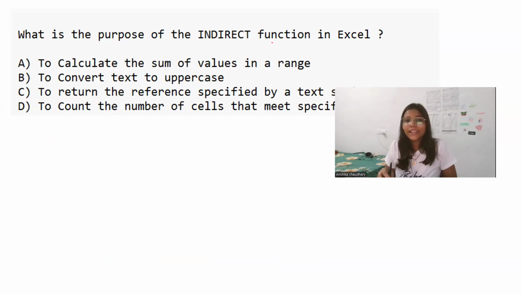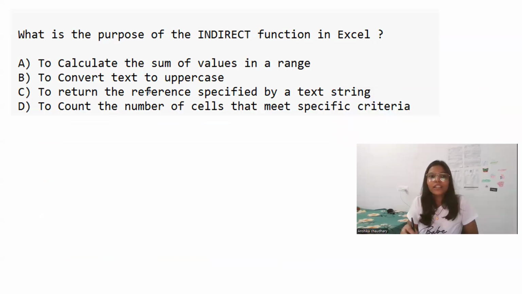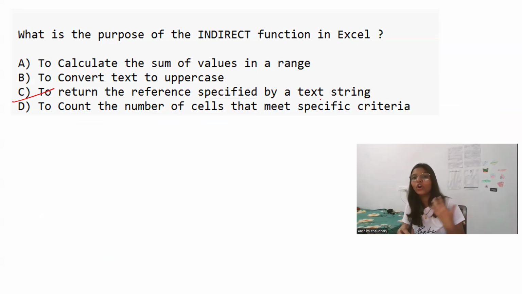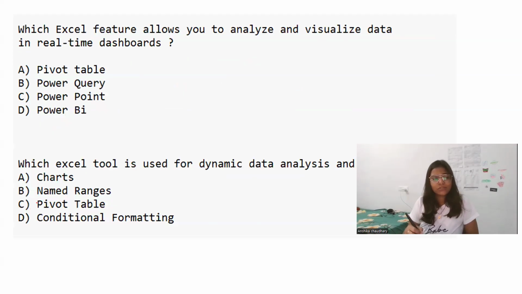What is the purpose of the INDIRECT function in Excel? To calculate the sum of values in a range, to convert text to uppercase, to return the reference specified by a text string, or to count the number of cells that meet specific criteria. So the option will be C, to return the reference specified by a text string, or we can say a word string. Let's move on to the next question.